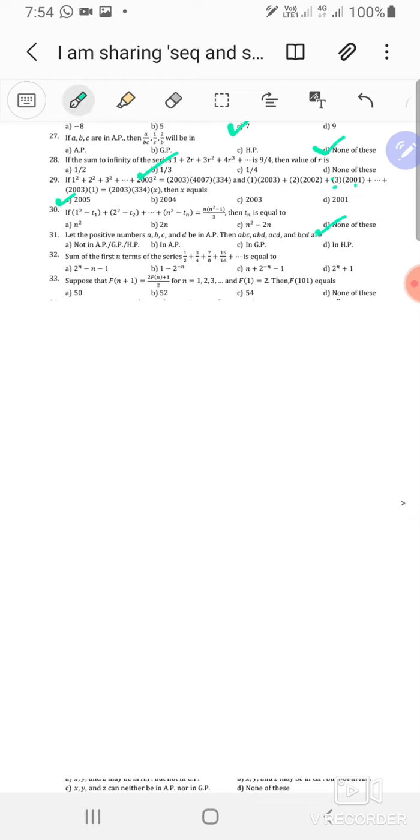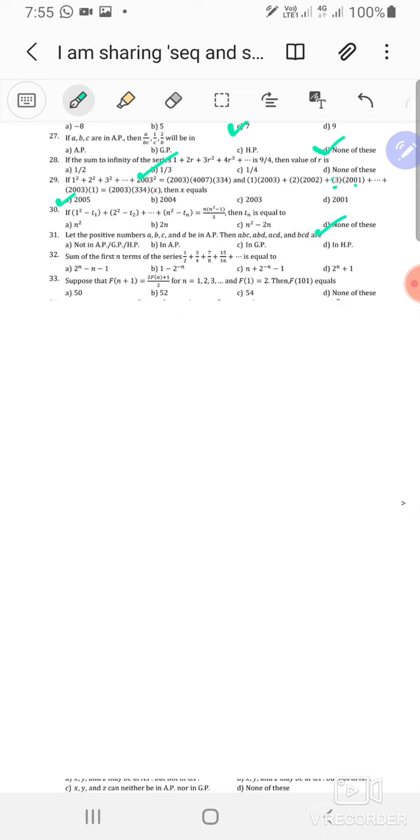Let the positive numbers a, b, c and d be in an AP, then abc, abd, acd and bcd are? So a, b, c, d are positive numbers in AP, then these are in what? So I think I'll just divide this thing by abcd. So you got that these are in an AP.